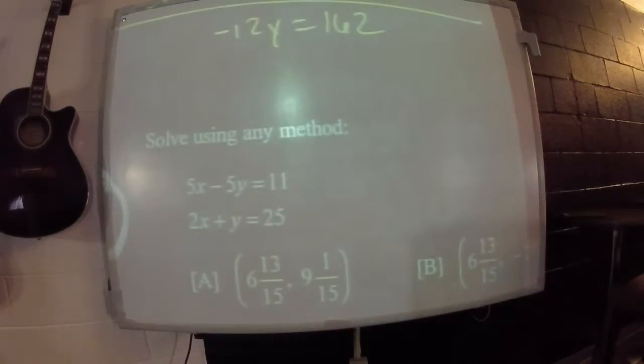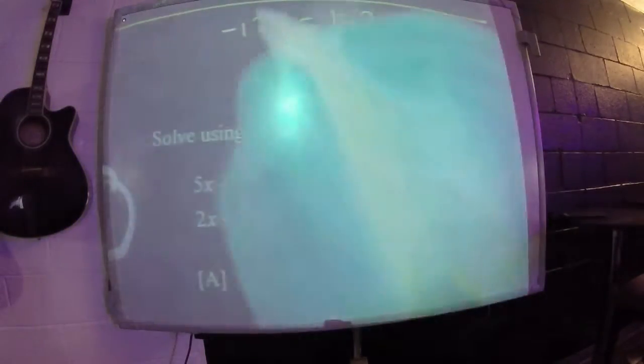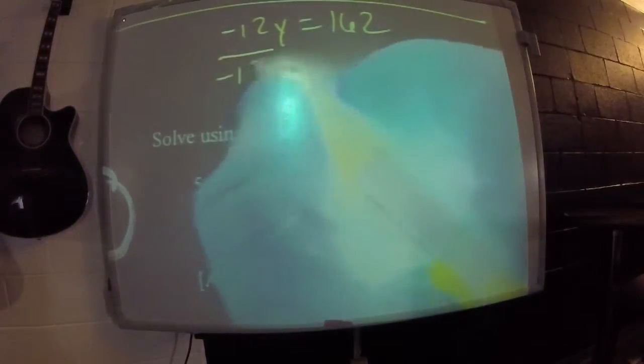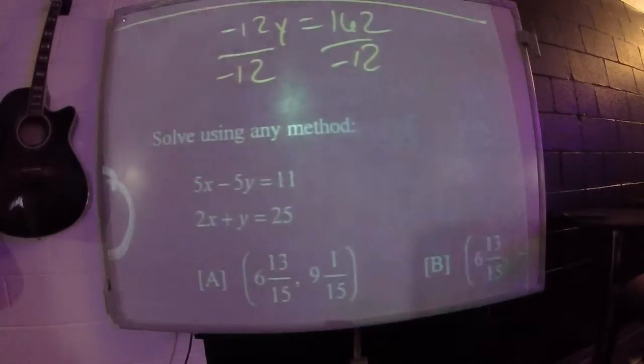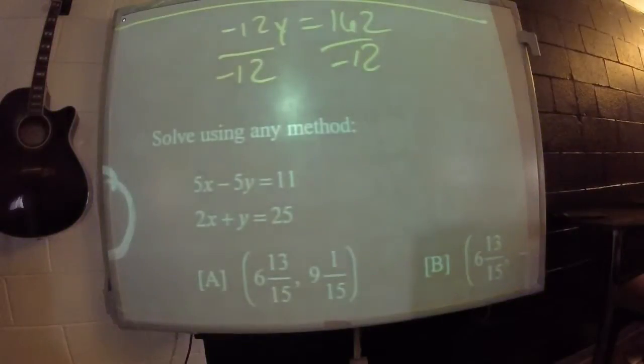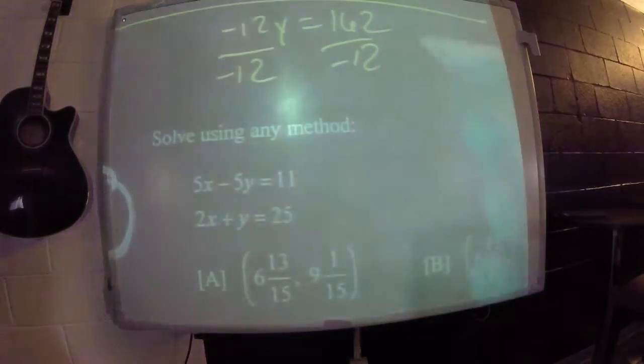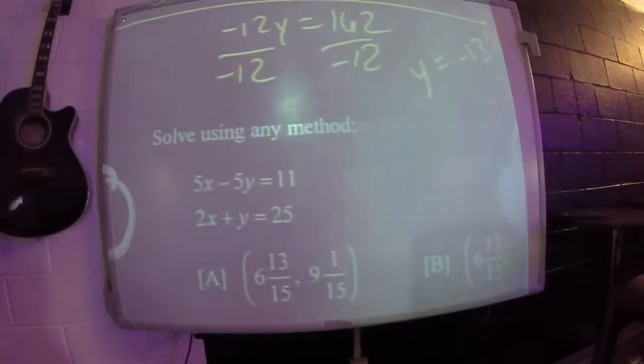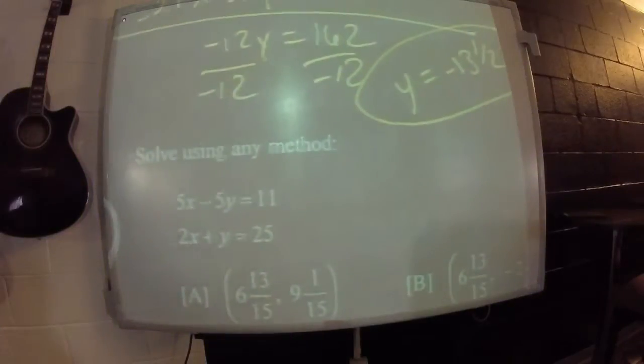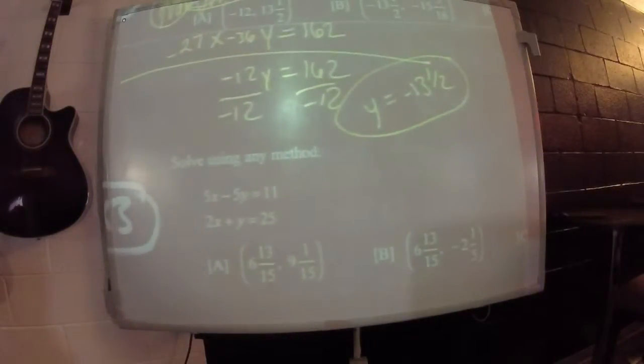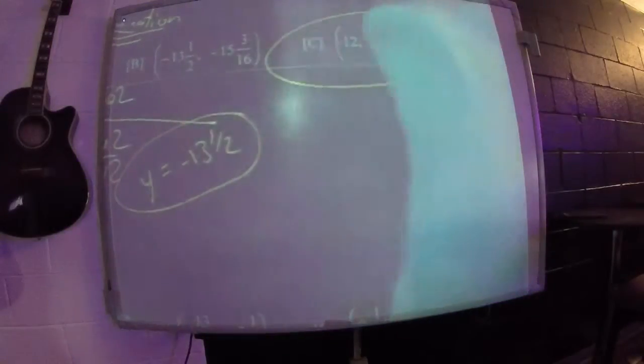All right, let's go ahead. Divide both sides by negative 12. And what did we get for y? Negative 13 and 1 half. All right, now how many answers have y as negative 13 and 1 half? 1. C. Okay, and that's it.